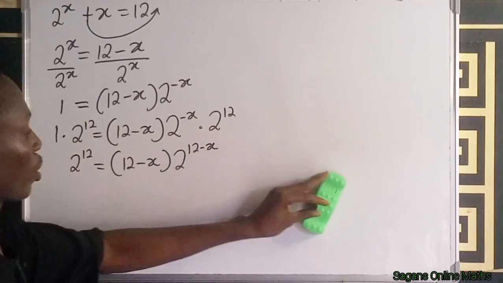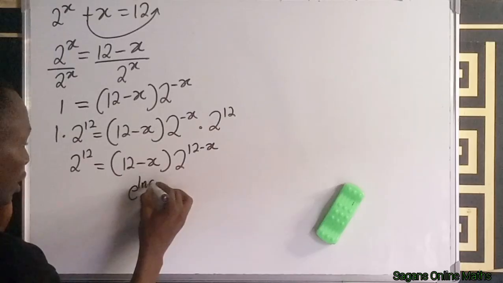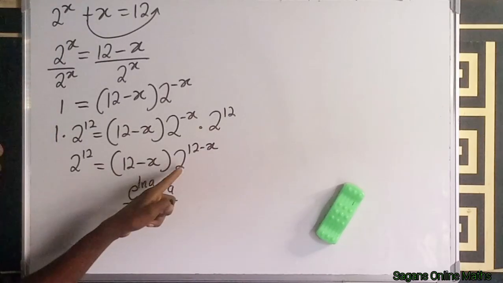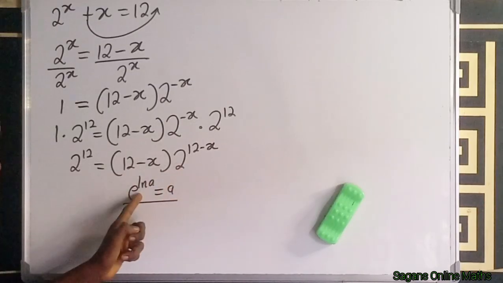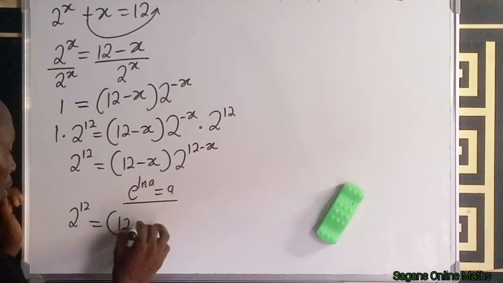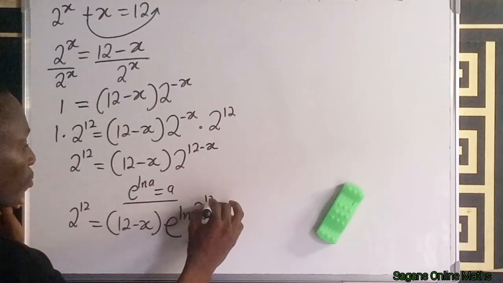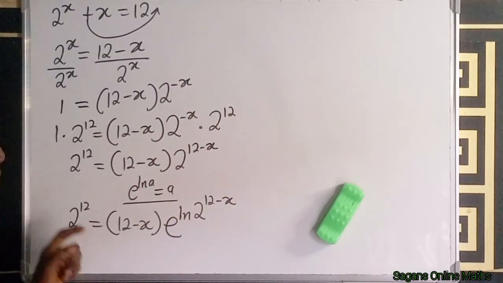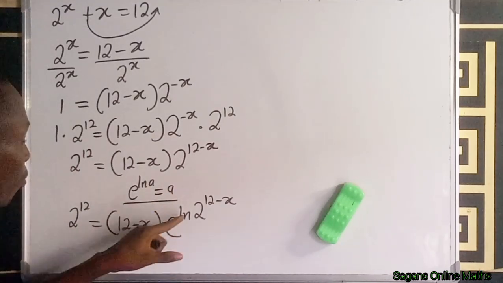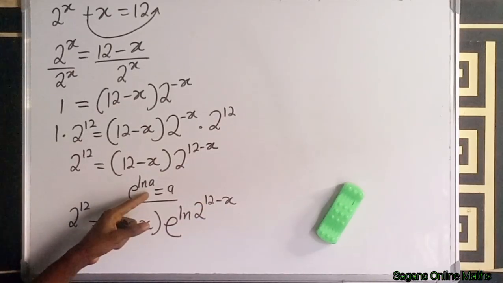Now if you obey the properties of logarithms, you all agree that e raised to the power of ln a is equal to a. This is a property of logarithms. So we are not wrong if we express this in logarithm form: 2 raised to the power of 12 equals 12 minus x multiplied by e raised to the power of ln 2 to the power of 12 minus x. There's nothing wrong, my brothers and sisters, because if you obey the law that e raised to the power of ln a is equal to a, then e raised to the power of ln 2 to the power of 12 minus x will still give us this back.